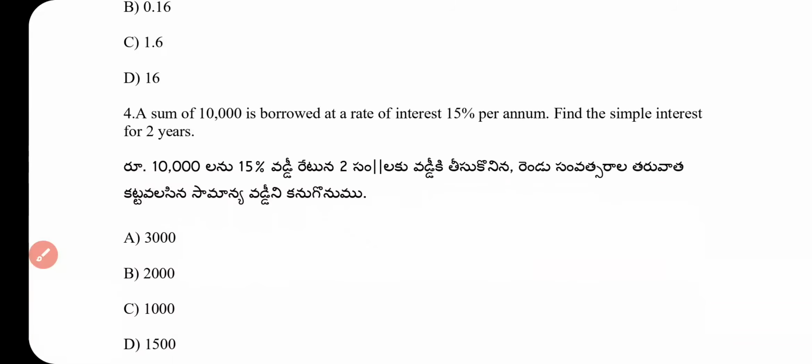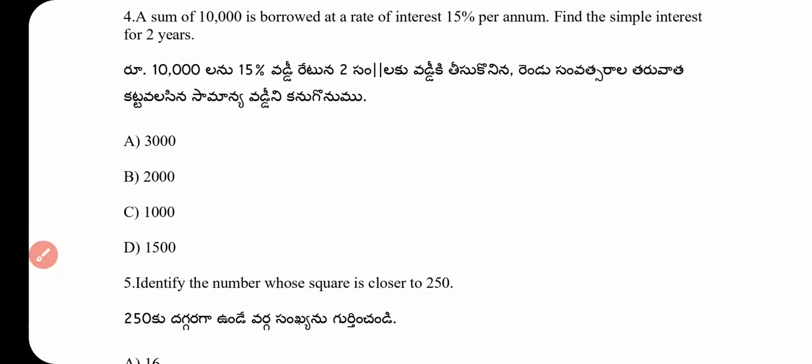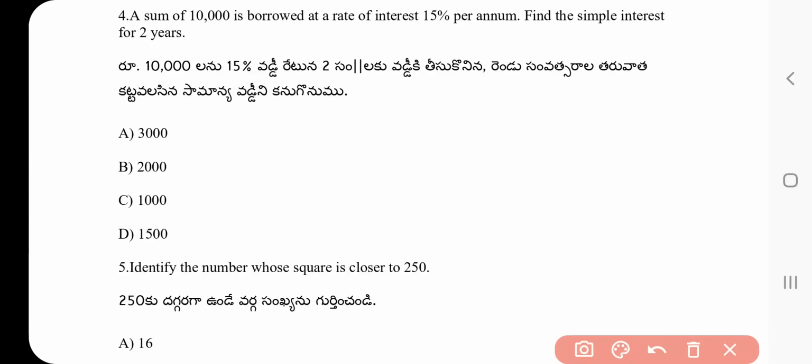Next question. A sum of 10,000 is borrowed at a rate of interest 15% per annum. Find the simple interest for 2 years. What is the value of the answer? 3,000. Option A is the correct answer.